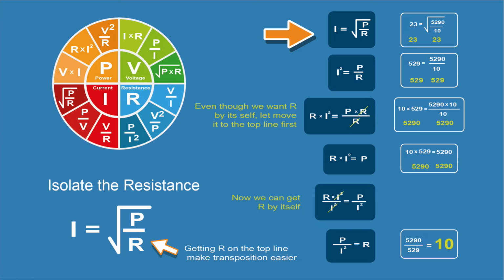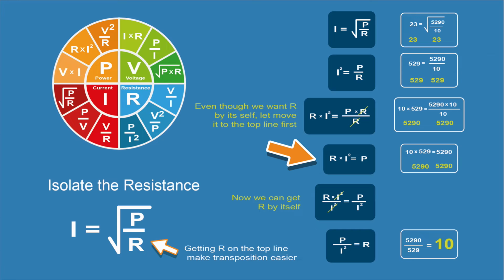Let's have a look. So as before, we square both sides. In doing so, it cancels the square root on the right hand side. And we squared the I. Now we want to get resistance by itself. But it's so much easier when you're transposing equations to get this R onto the top line. So let's do that first. It's a division, so we multiply. And what we do on the right hand side, we do on the left hand side. So we've got R times I squared equals P times R divided by R. Those R's cancel out and we're left with R times I squared equals P.